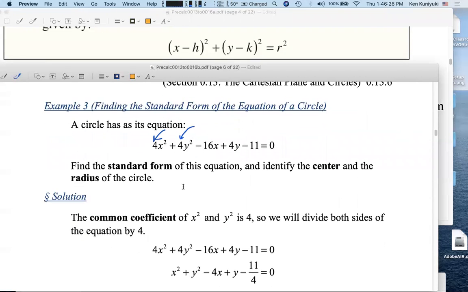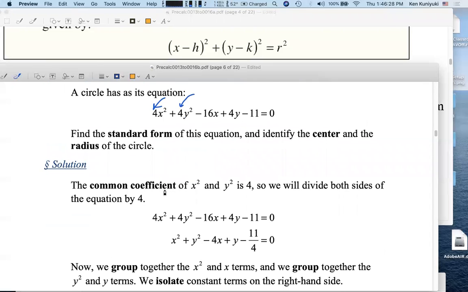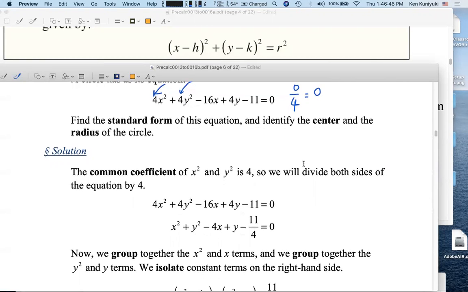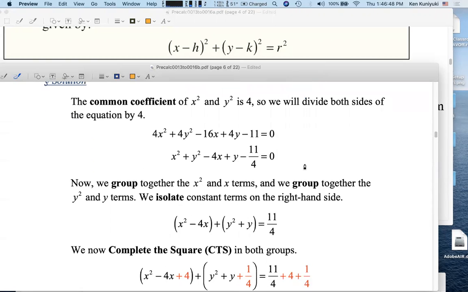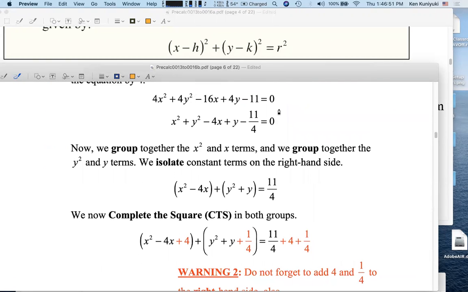So notice that we have a common leading coefficient for x squared and y squared, 4. So we're going to divide both sides of this equation by 4. Remember that 0 divided by 4 is 0, not undefined. If you have no candy for 4 kids, you have 4 crying kids. All right. So we divide both sides by 4.